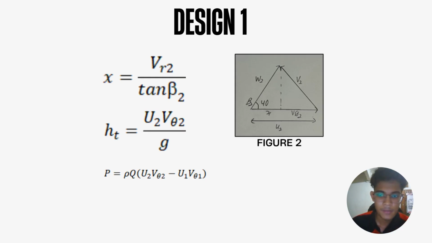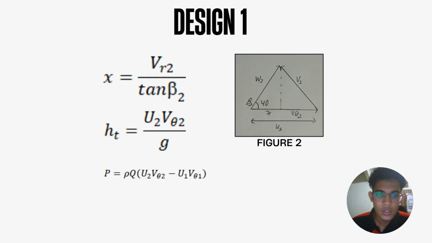0.0625 meter per second. And from the velocity triangle, as I said just now, the outlet velocity U2 is equal to V theta 2 plus X, but we must find the X value. So we use trigonometry, and we got X equal to VR2 over tan beta 2.